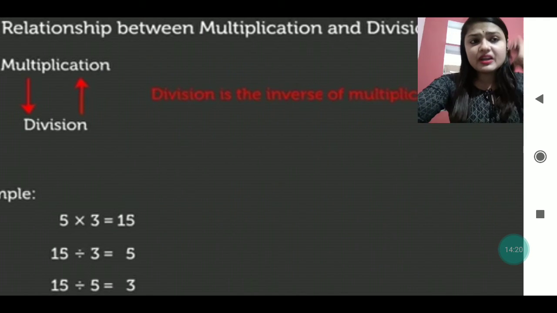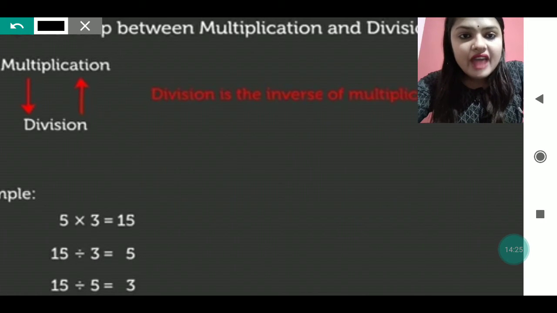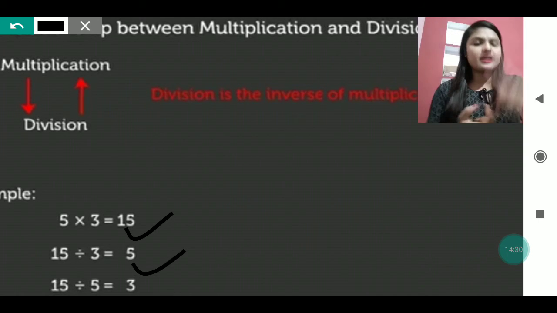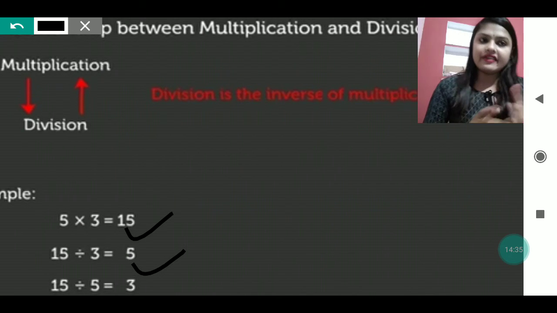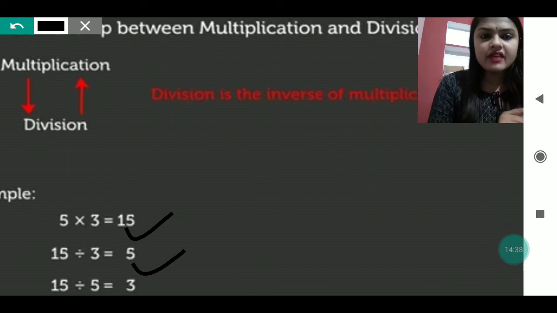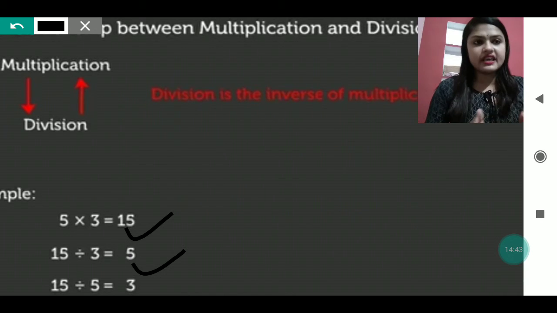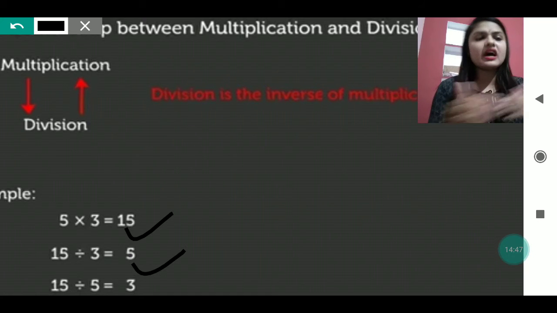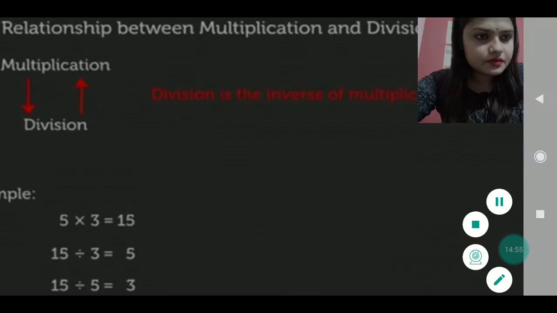You can see one example here. 5 into 3, what will you get? 15. But when that 15 is divided by 3 or by 5, you will get 5 or 3. 15 divided by 3 is 5 and 15 divided by 5 is 3. That is why I was saying division is the inverse of multiplication, meaning both are opposite of each other. Now just see the next.